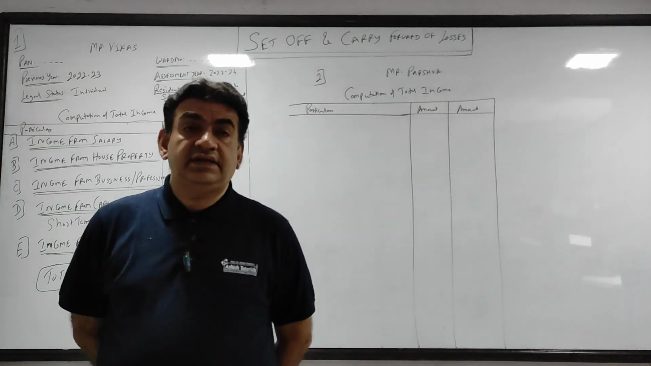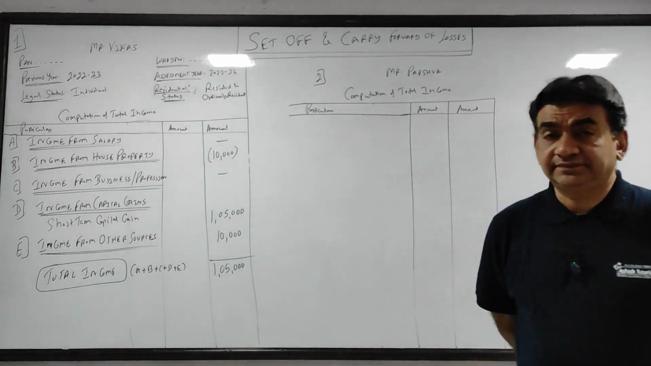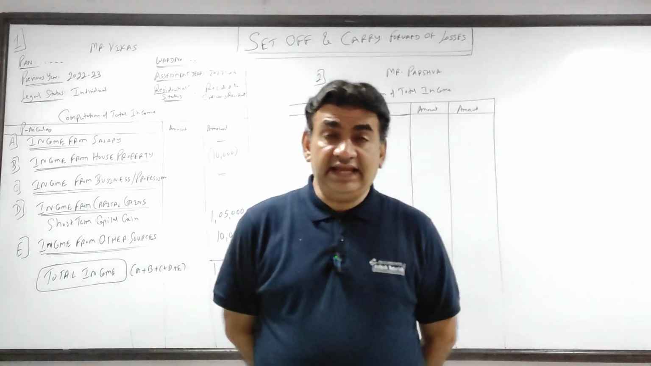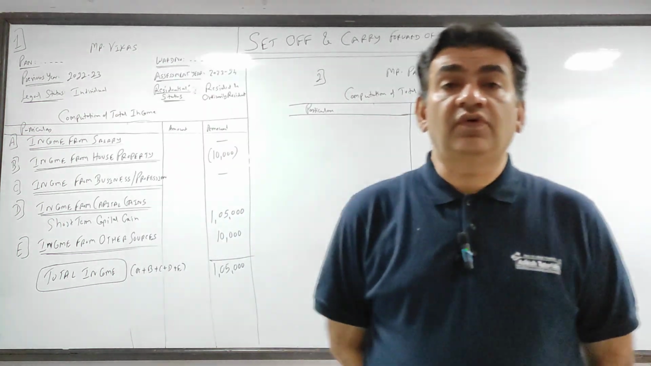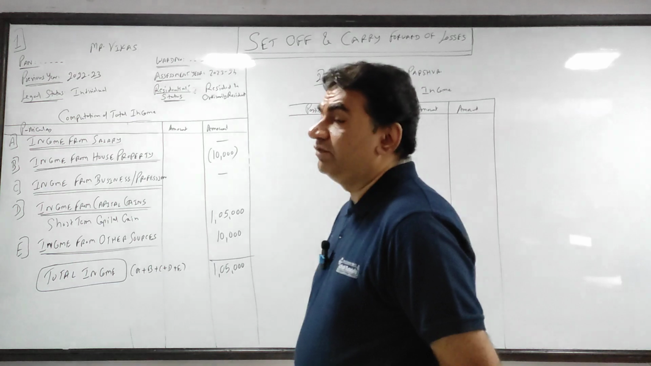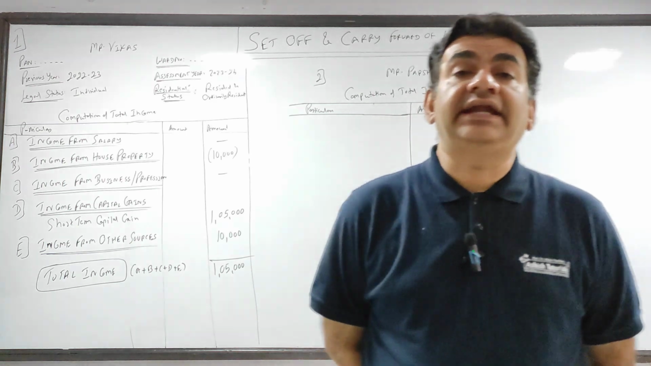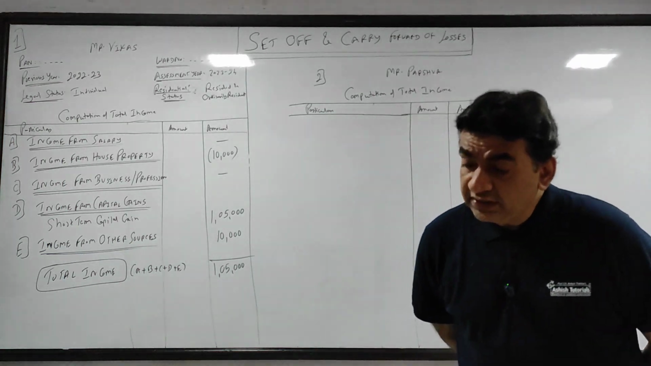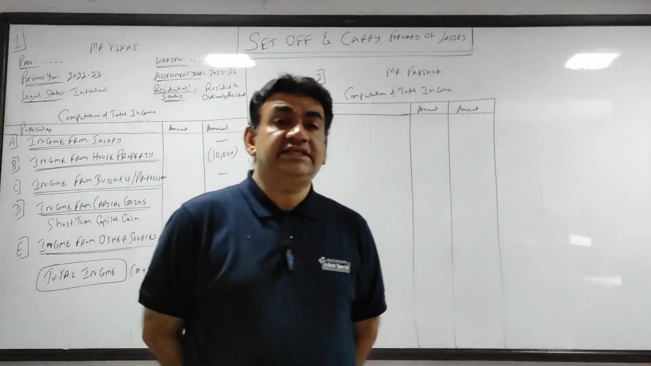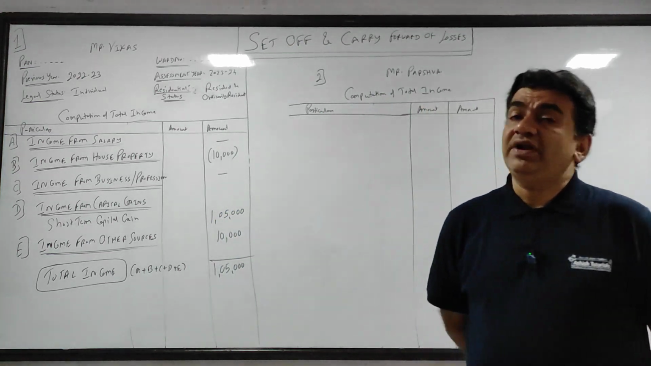as there was no long-term capital gain, and therefore will be carried forward for 8 years. I'll repeat again. Long-term capital loss of 75,000 could not be set off in the current year as there was no long-term capital gain, and therefore will be carried forward for 8 years.